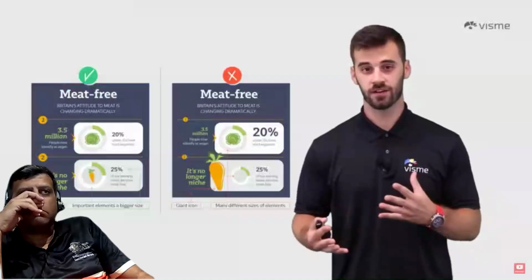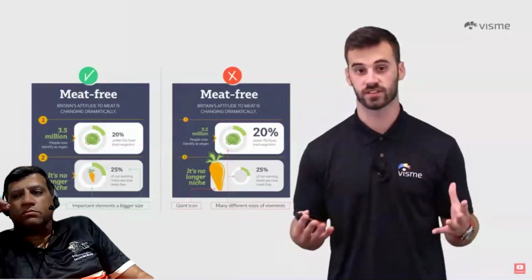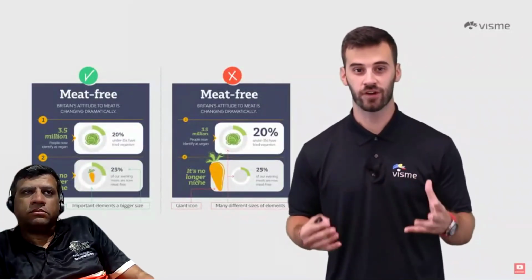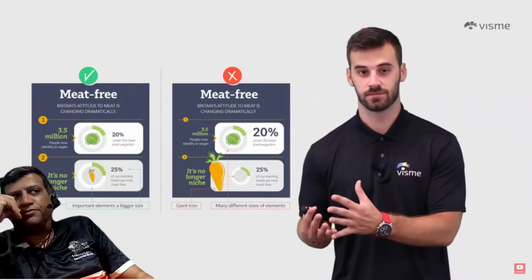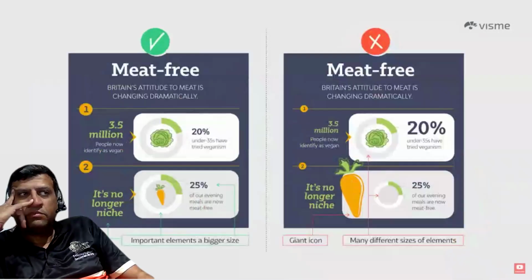In order to create a visual hierarchy, the elements in your design need to be as big as their importance. However, that doesn't mean every element should be a different size. Keep repeated types of content the same size, like your icons, headers, and text.